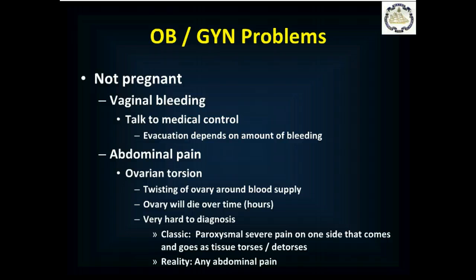The bad news is the vast majority of these are missed. If they're not detorsed within 12 to 24 hours, the ovary dies. The good news is that it doesn't actually affect fertility. As long as the woman has a second ovary, hasn't had that one removed or hasn't had torsion on that side, as long as they've got a second ovary, that one actually takes over all the work, and so the fertility remains the same.